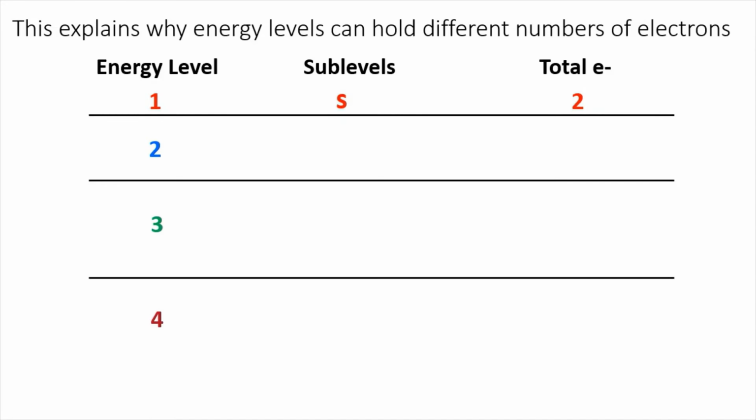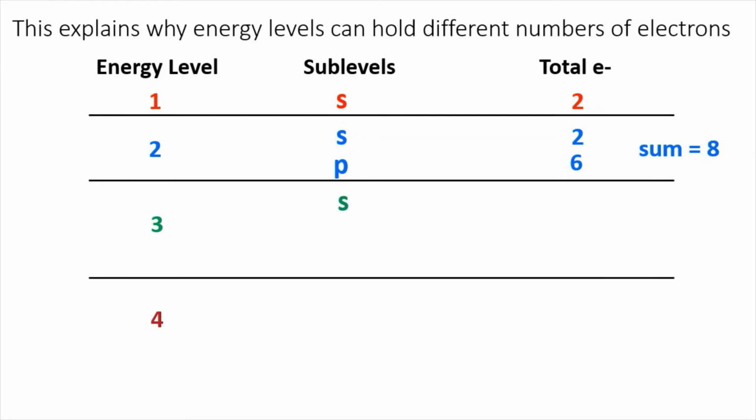Energy level 2 has an S sublevel, which can hold 2 electrons, but it also has a P sublevel, which can hold 6 electrons. So when you add the 2 and the 6 together, we come up with a total of 8 electrons being able to fit in energy level number 2.